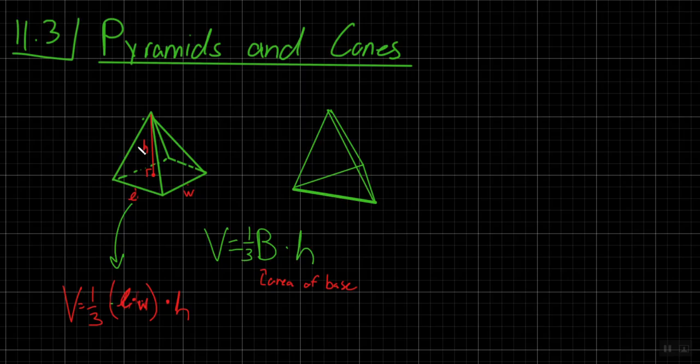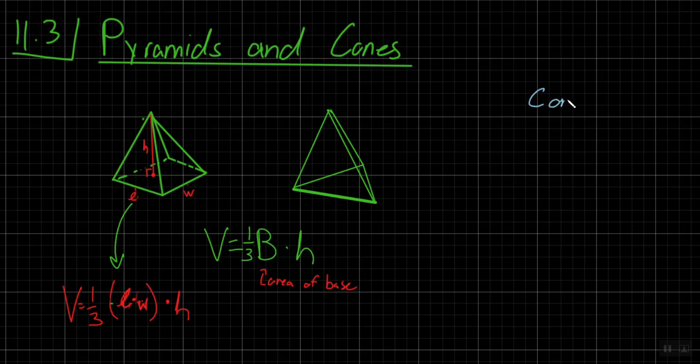Because we're leaving out area from the other thing, like if I drew a prism around it. Wow, this is a bad prism. Pretend that line didn't go there. There's area up in the top that we're not taking out. That 1/3 gets rid of all of that volume. Okay, well that is pyramids.